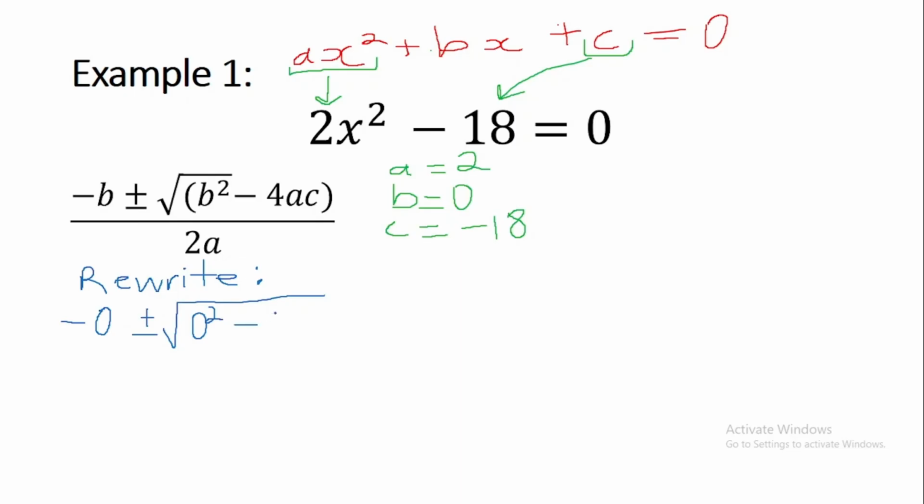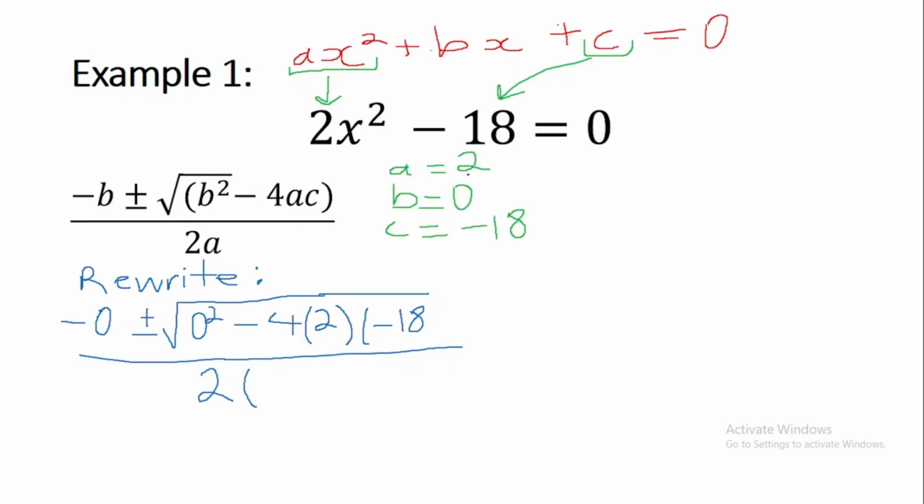minus 4, a is 2, and c is negative 18, all over 2a. So 2a is going to be 2 times our a, which is 2.